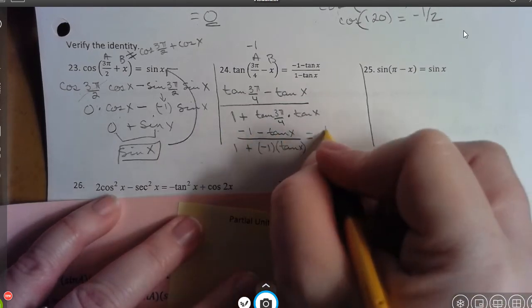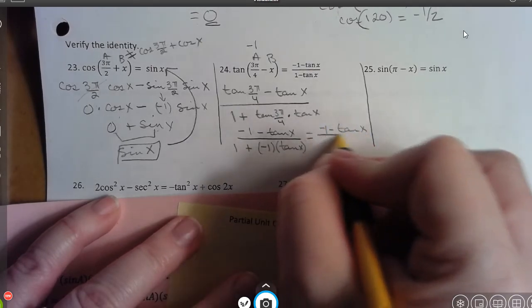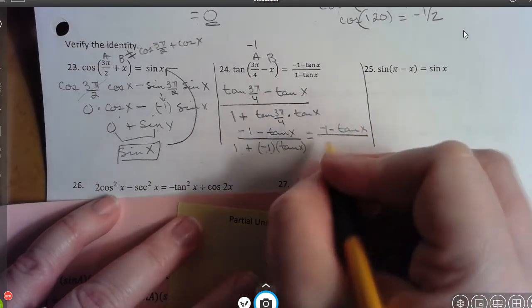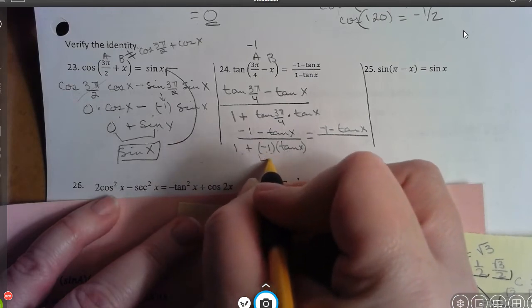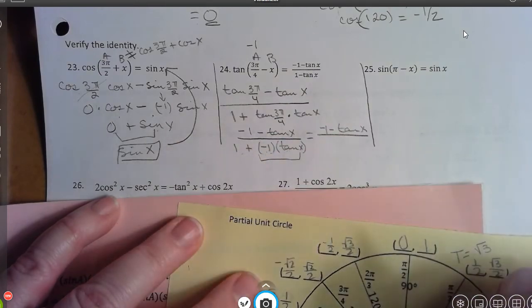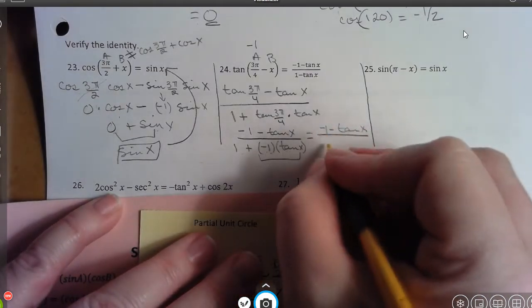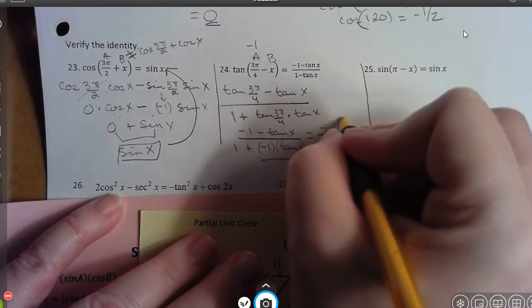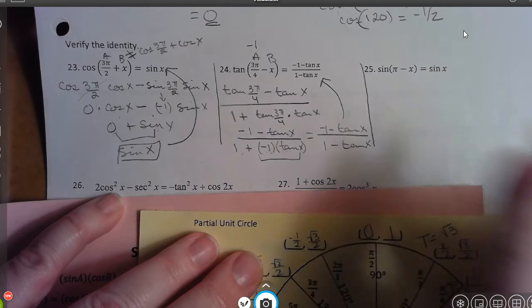Well, look what you have. Negative 1 minus tangent x, all over negative times tangent is negative tangent. Do not add these two. PEMDAS matters. You have to multiply first. Good old dear Aunt Sally knows that. You need to too. All right, so this is 1 minus tangent x, and lo and behold, we have exactly what we were supposed to get.